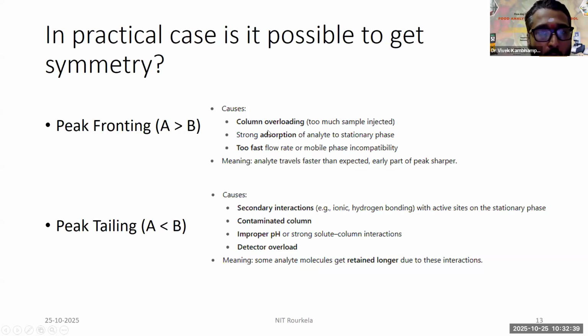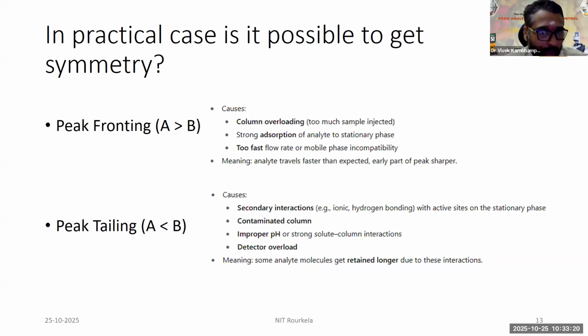You can learn here. Column overloading. If the area of A, the peak front, is greater, it means column overloading, too much sample is injected. Column overloading means instead of injecting 0.5 ml, you injected 0.6 ml or 0.8 ml. So how is that possible? If you are not properly calibrating the injection, or the material you are using for taking out the sample, then this problem may occur.